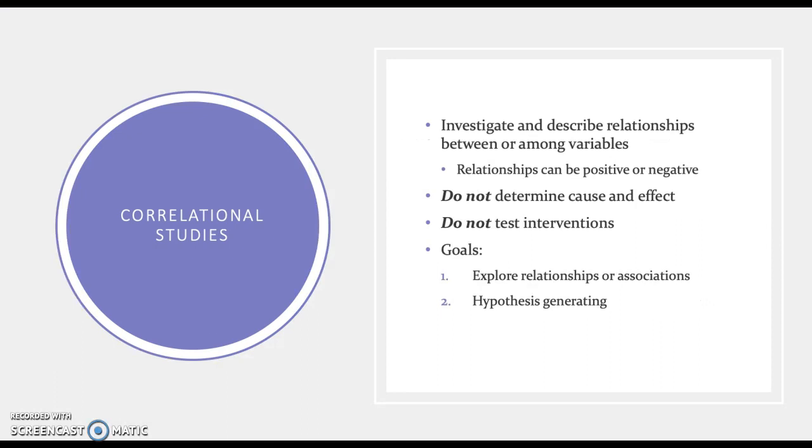The next kind we call the correlational studies. It just tries to find the relationships between different variables, between different factors, or among multiple variables, multiple factors. But you're not trying to determine cause and effect, and you cannot test interventions. You just want to explore relationships.